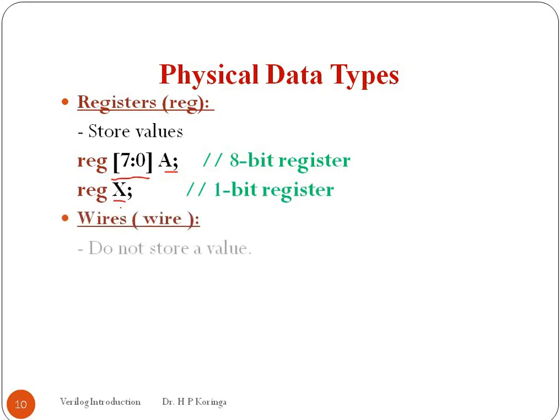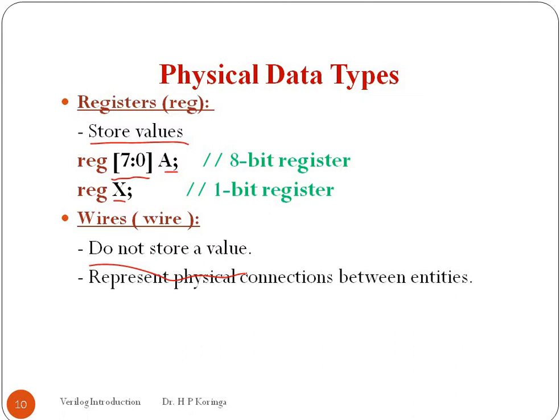Similarly for the wire, right? A wire does not store the value. A register stores the value and forwards the data. A wire does not store any value. It represents the physical connection between the entities. Now, similar to reg, if you have an 8-bit wire, you can represent the width and then the wire name.